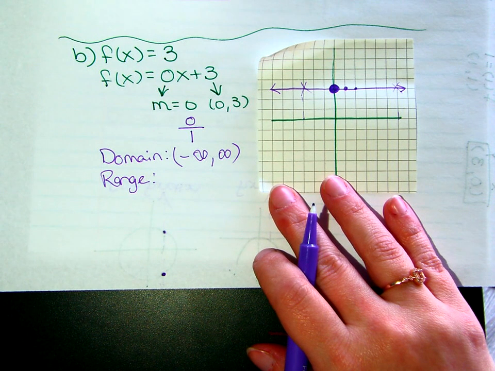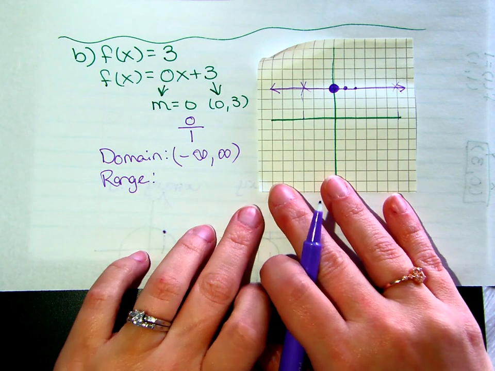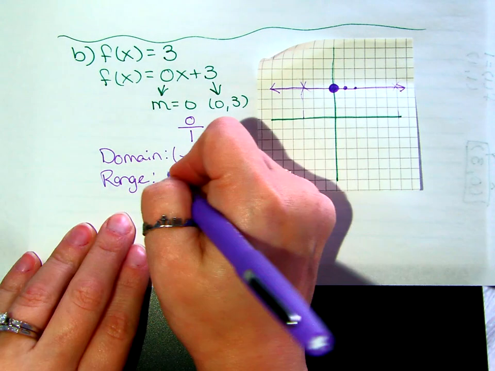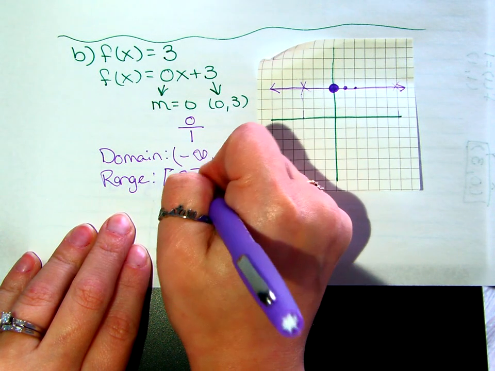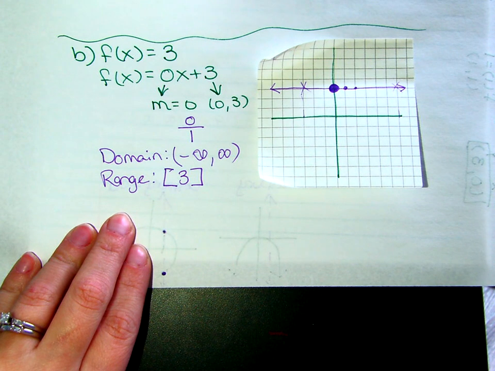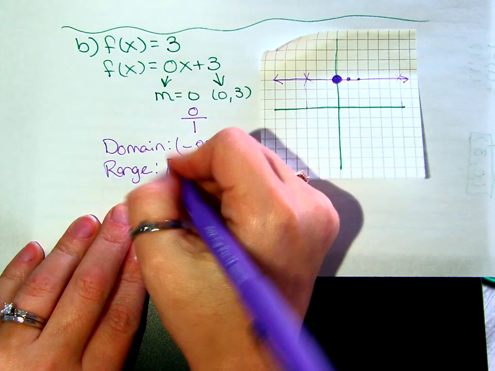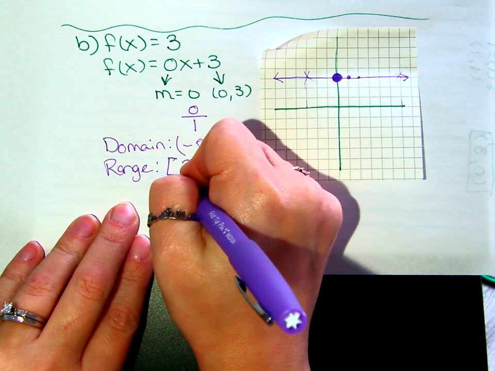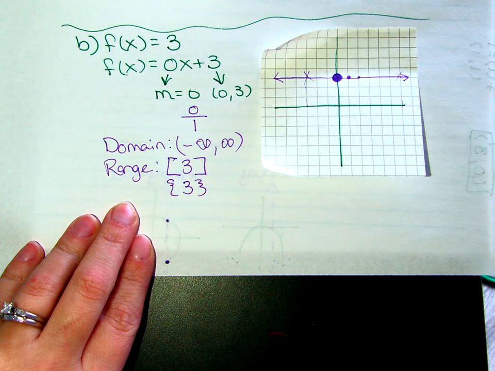And so the way that I represent that is I use a squared off bracket and I type in 3, because 3 is the only one. Or sometimes you'll see it with curly brackets as the set. Either one. But there's only one value, and it's 3.